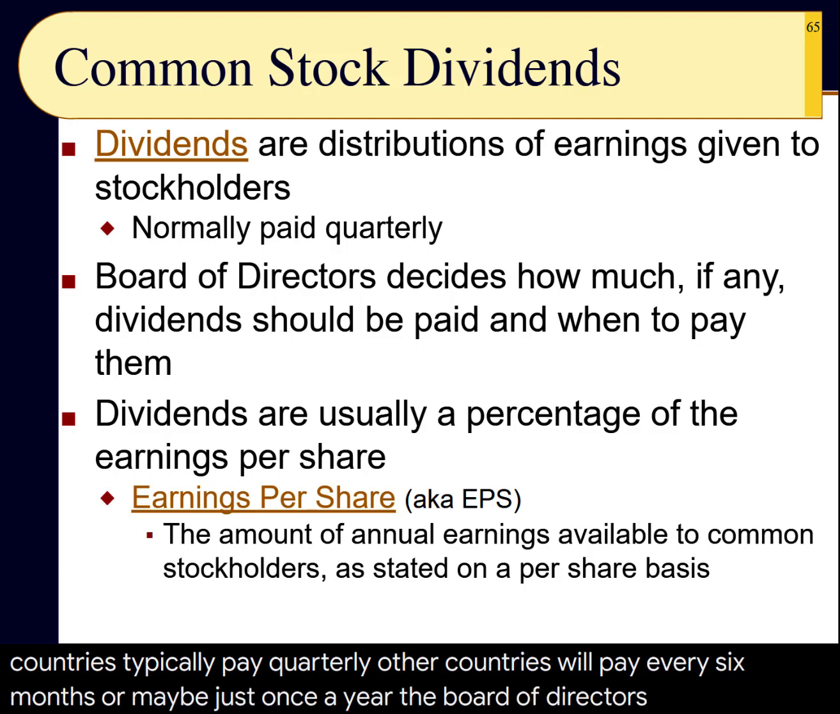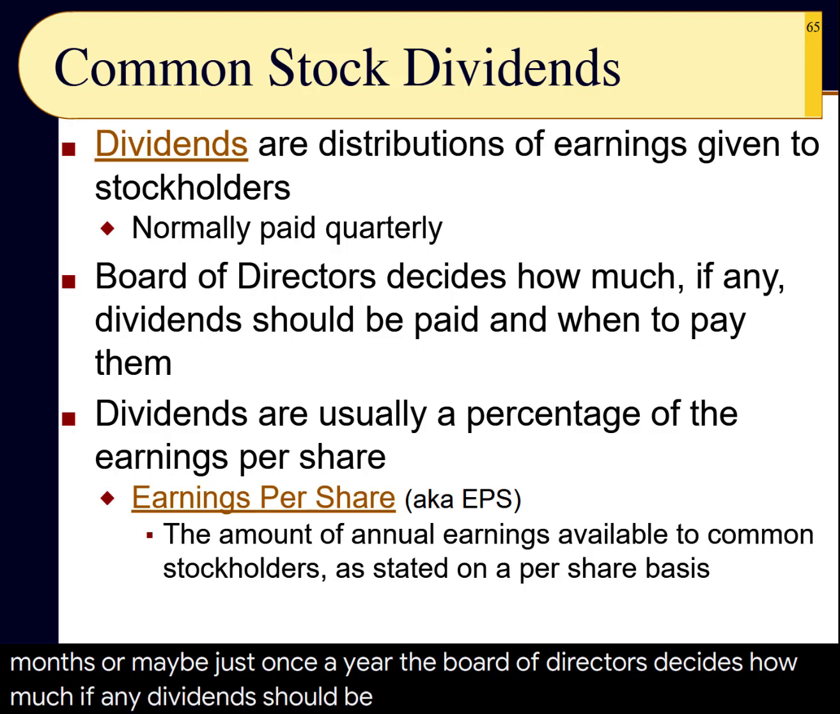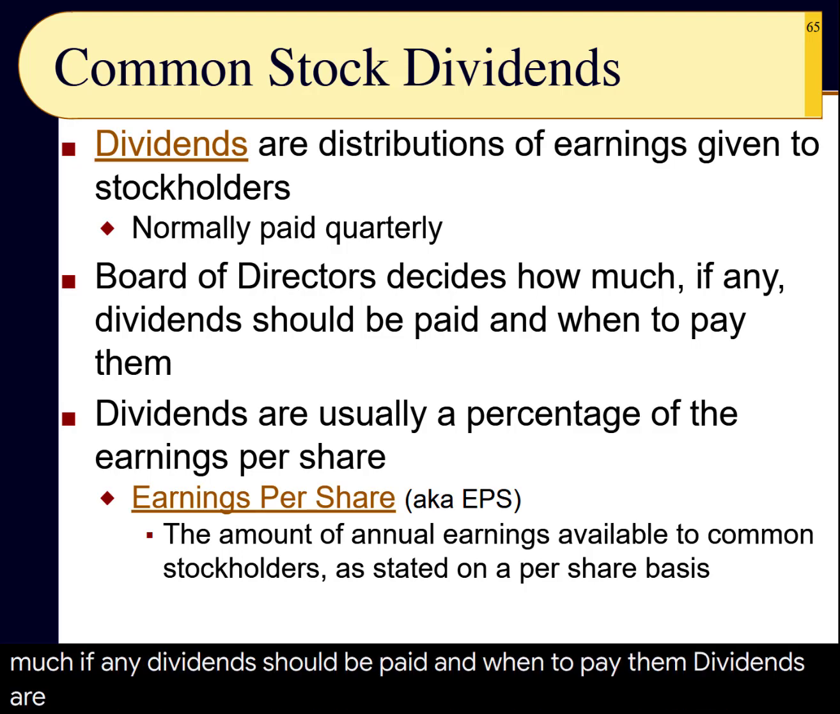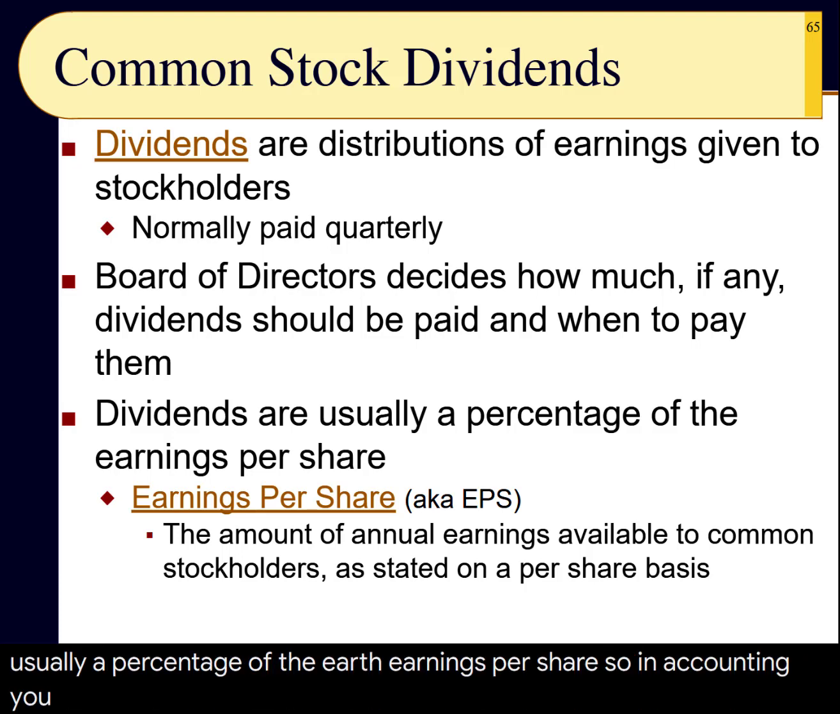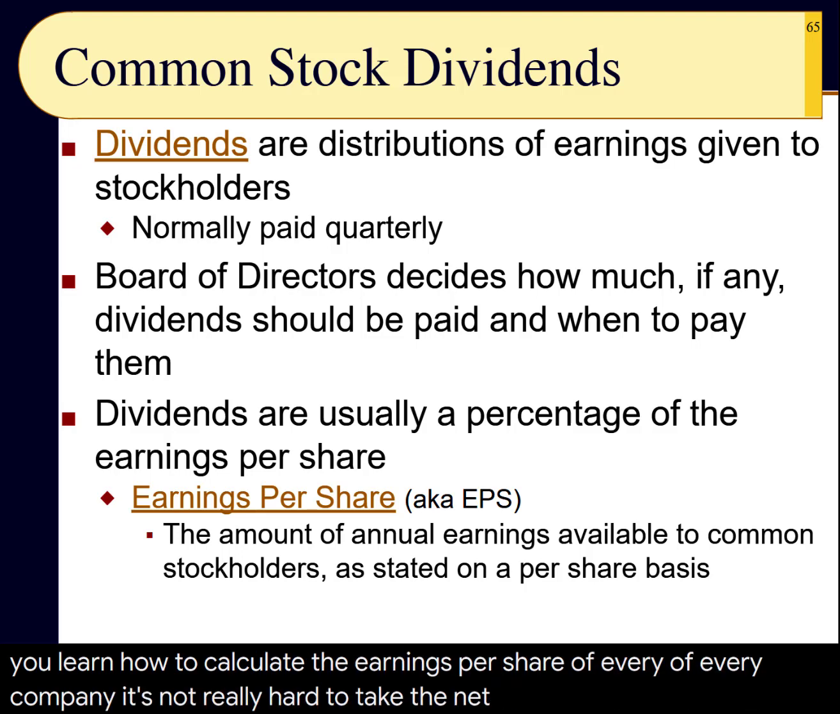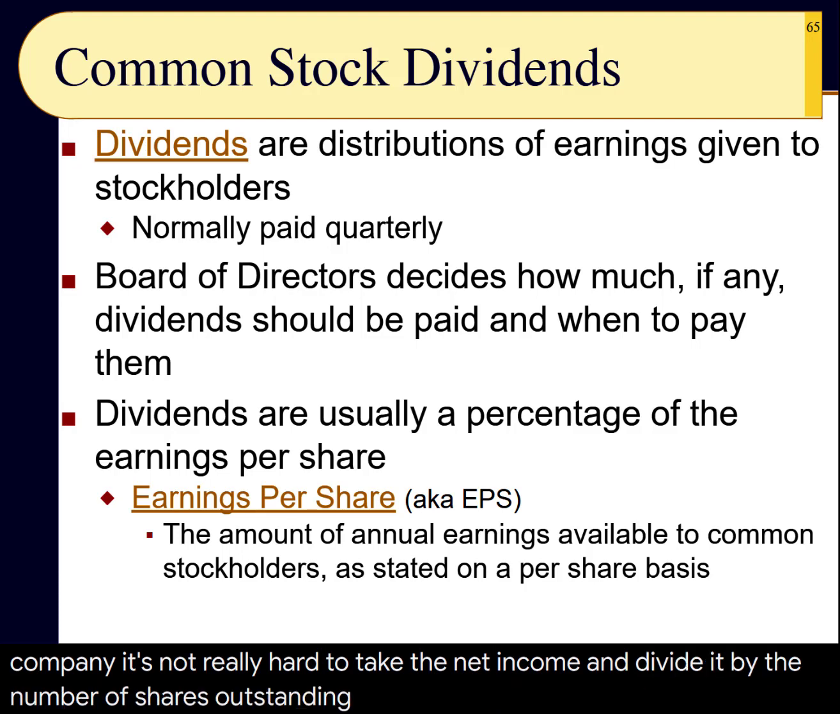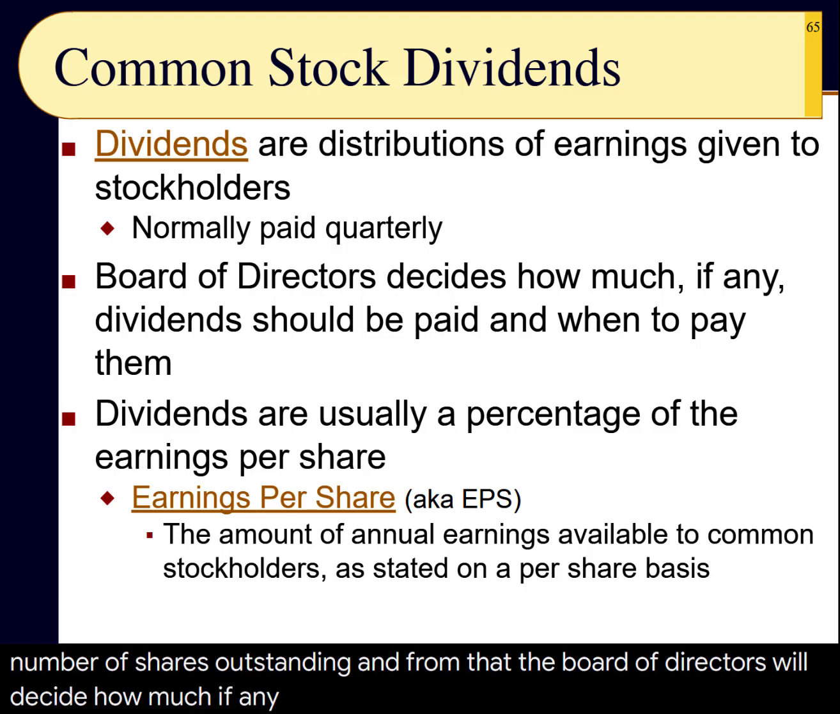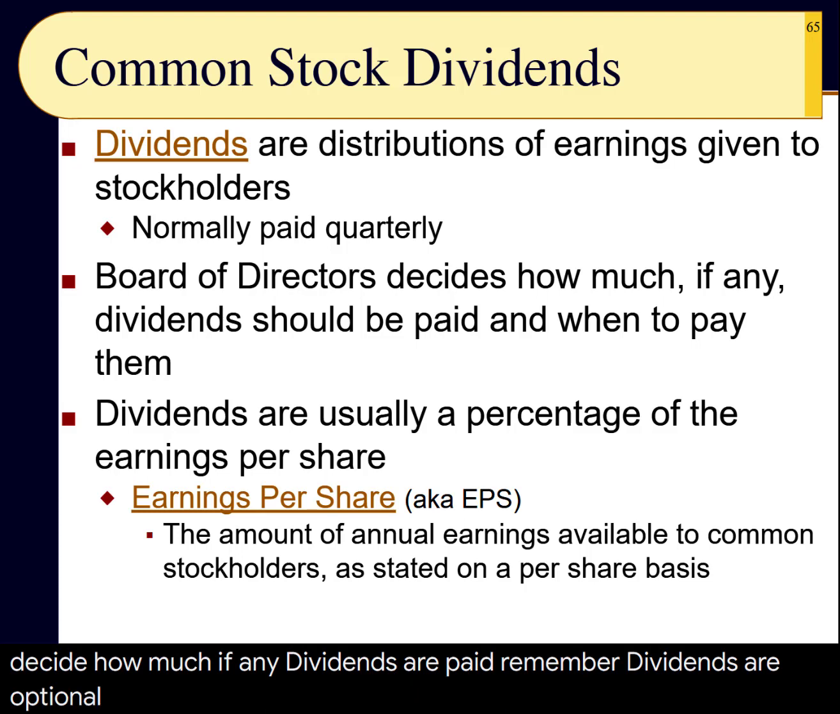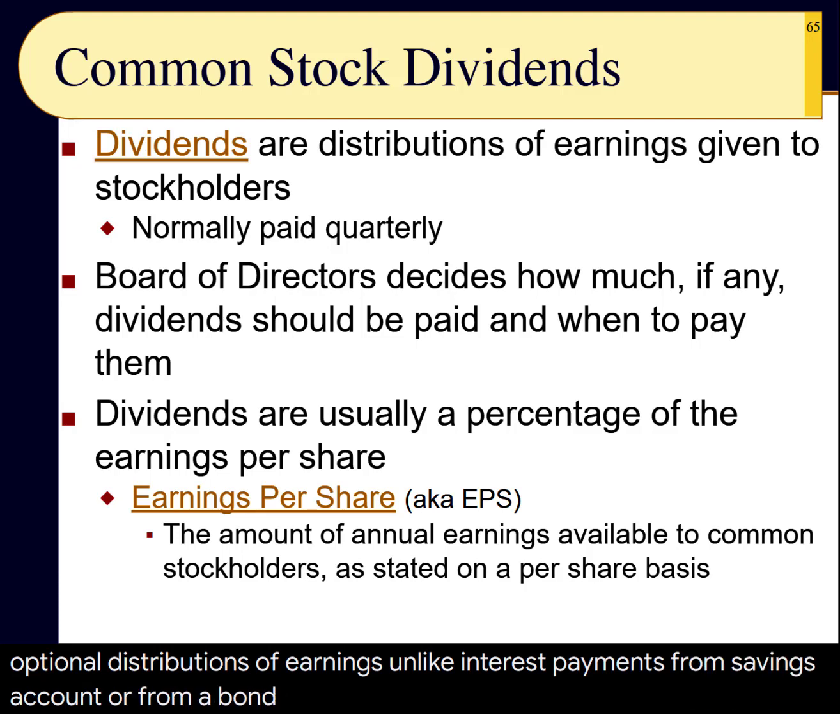The board of directors decides how much, if any, dividends should be paid and when to pay them. Dividends are usually a percentage of the earnings per share. So in accounting, you learn how to calculate the earnings per share of every company. It's not really hard. You take the net income and divide it by the number of shares outstanding. And from that, the board of directors will decide how much, if any, dividends are paid. Remember, dividends are optional distributions of earnings. Unlike interest payments from a savings account or from a bond, which are mandatory, the company doesn't have to pay dividends.